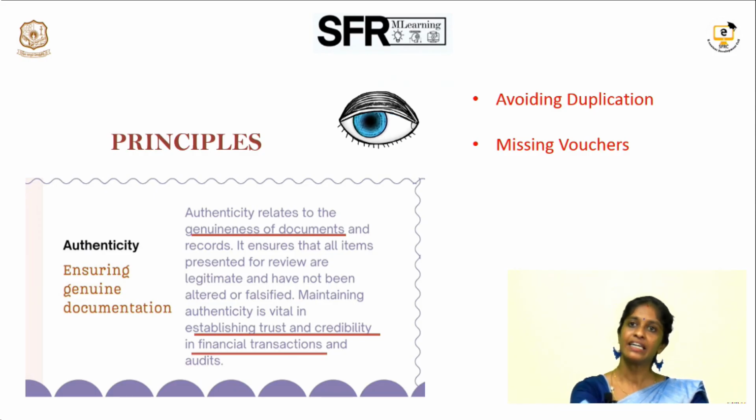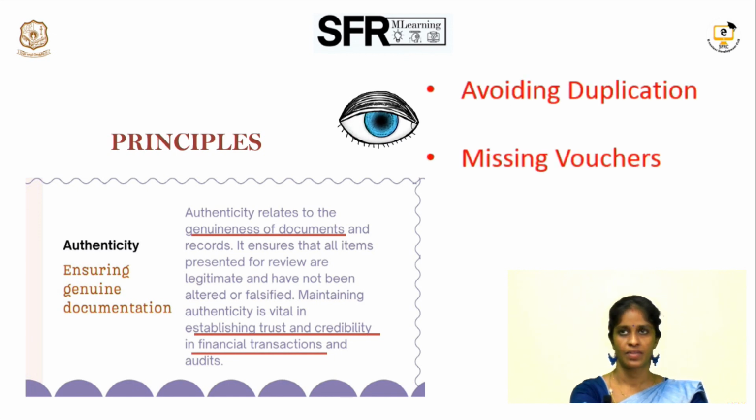This will definitely increase the trust and credibility of the financial statement as well as the concern also. And in authenticity, it also helps to avoid duplication. So the same entry should not be entered in two cases or in two accounts, and it also helps to identify the vouchers which are missed. That is, when entries are made in the financial statement but there is no proper evidence for verification in the files, that will also be verified here in the authenticity.